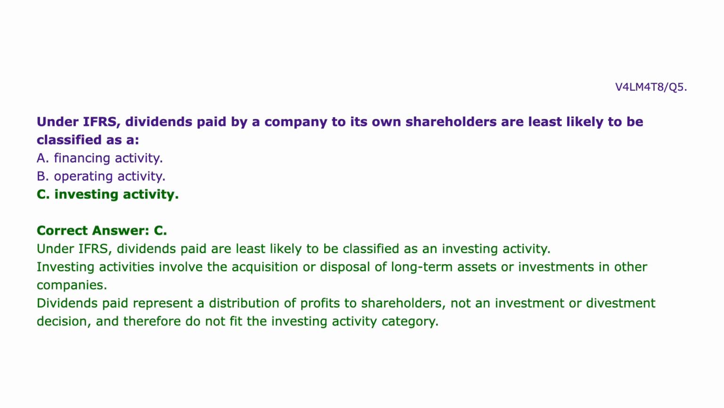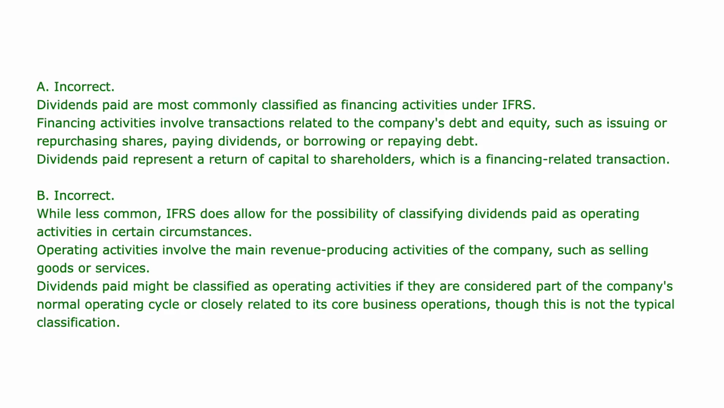Dividends paid are not investing activities under IFRS, as they represent profit distribution, not asset acquisition or disposal. A. Incorrect. Dividends paid are classified as financing activities under IFRS, representing a return of capital to shareholders. B. Incorrect. IFRS allows dividends paid to be classified as operating activities if closely related to core business operations, though this is uncommon.